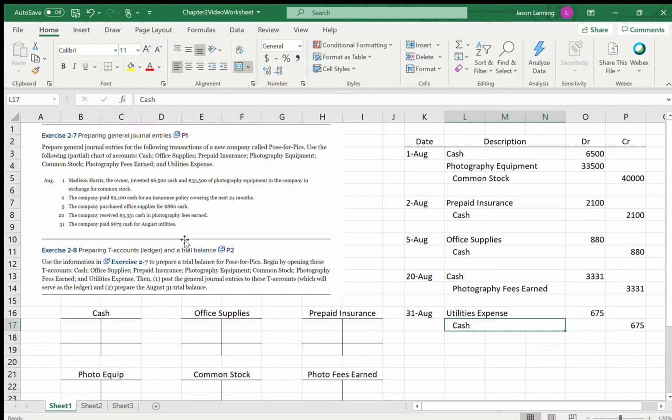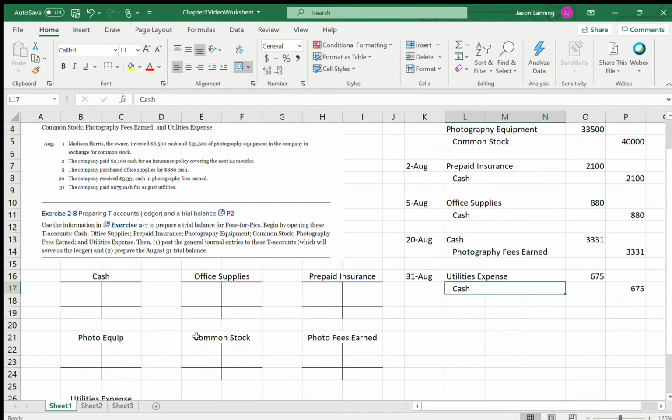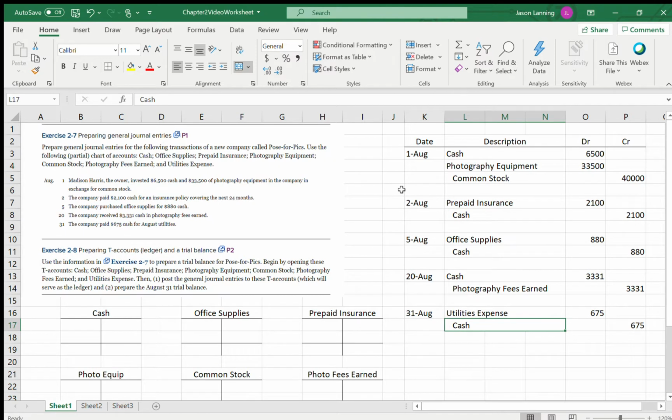Exercise 2.8, preparing T accounts. So we want to take the information that we used in this exercise and make T accounts. I've already got some samples here of the T accounts. When we make T accounts, all we have to do is look and think, okay, we've got a T account for cash. We want to look anywhere we used cash. If we have a debit, we'll debit it here. If we have a credit, we'll credit it here.